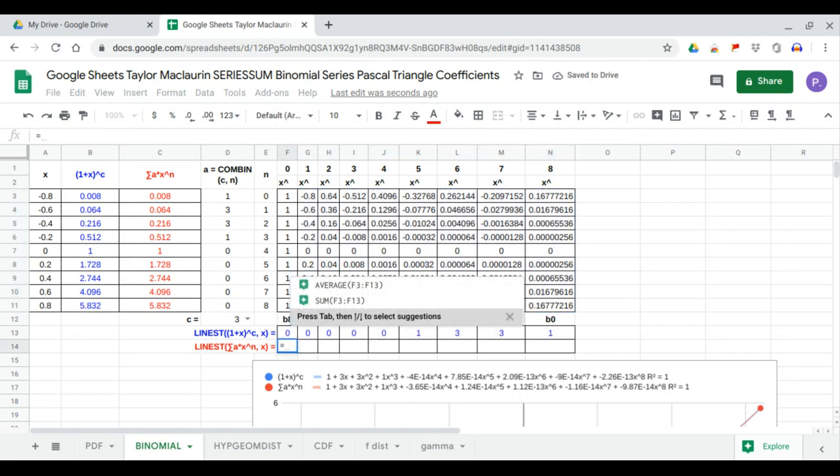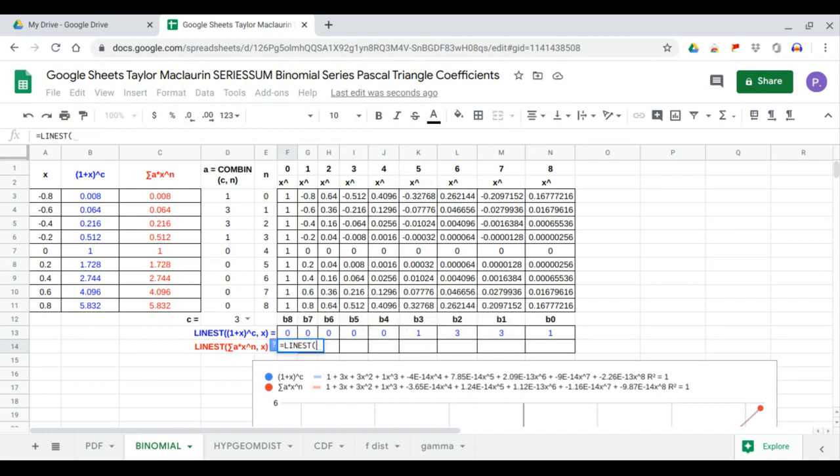Likewise, we also use LINEST on the expansion. LINEST data y and data x. So the Pascal triangle coefficients in the regression matrix match the Pascal triangle coefficients of the expansion.